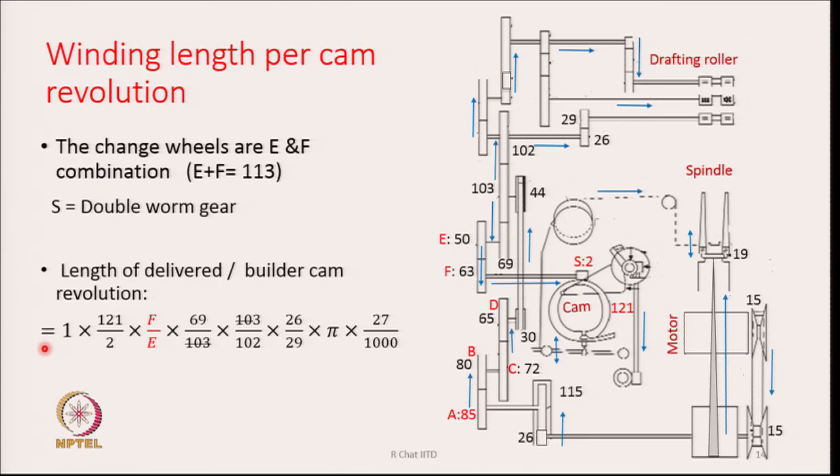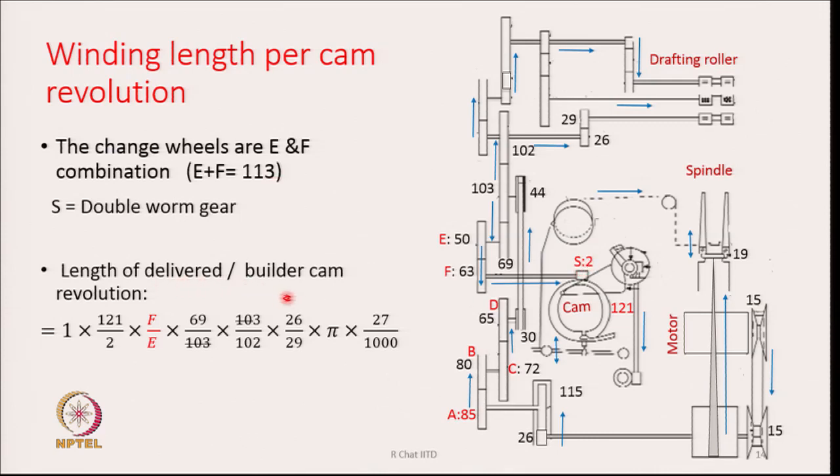The change wheels in this case are E and A. These gears are important, and through these gears we will be able to change the winding length per revolution of the cam. Now, the E plus F combination, the sum total of E and F, is 113, where S is the double worm gear.